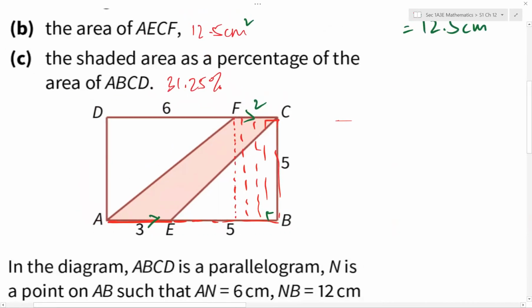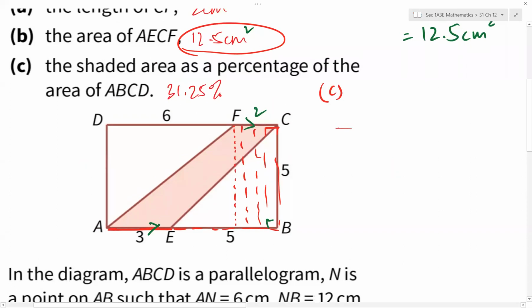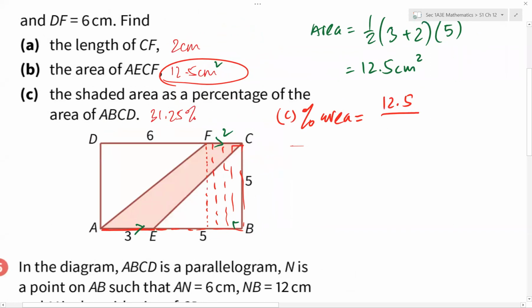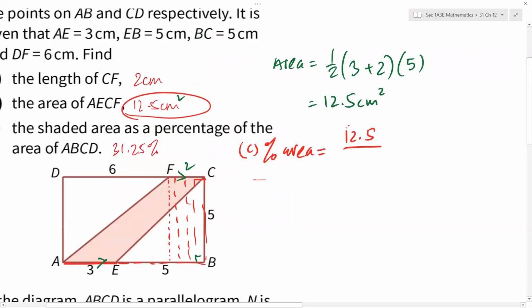So next, shaded area is a percentage of the area of ABCD. Once you are able to get the area of AECF, you should have no problem. But I want to remind you for your presentation, shaded area, percentage area will be 12.5 out of the total area, which is 8 times 5, times 100%. I need you to check your work that you have a percent symbol over here.